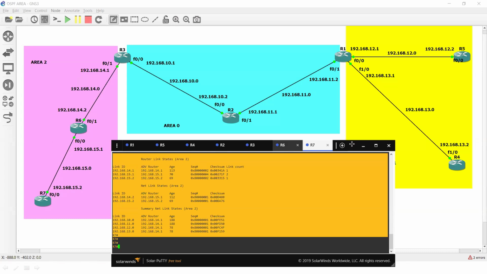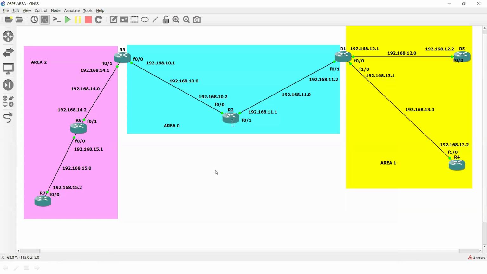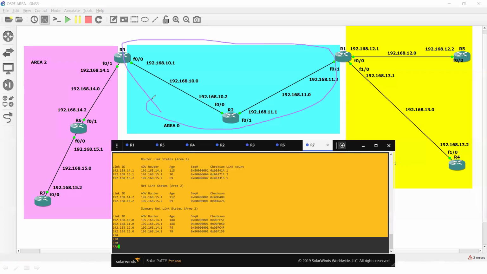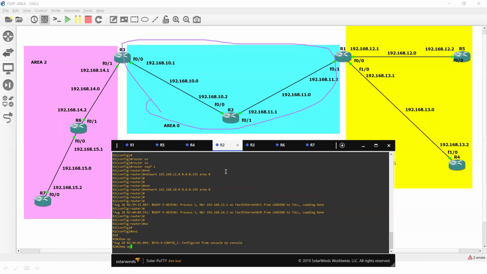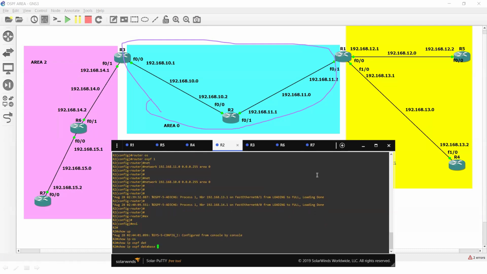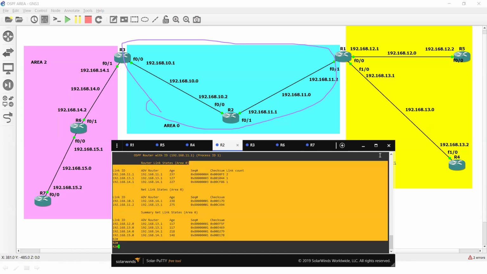Okay. If I go to R2, it will also show the routing information of what? Area 0 only, because the grouping has been done. The database table has been reduced. How can we do that? Show ip ospf database. It will only show the information of area 0. Let's go to the last router, R4. It will also show the information of area 1 only. The limited information will be shared.